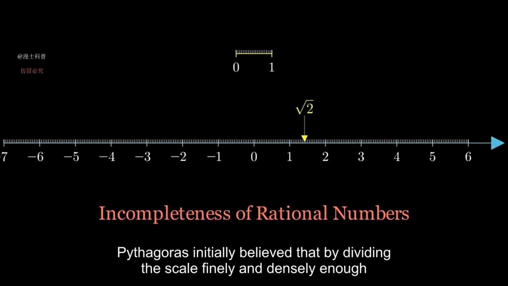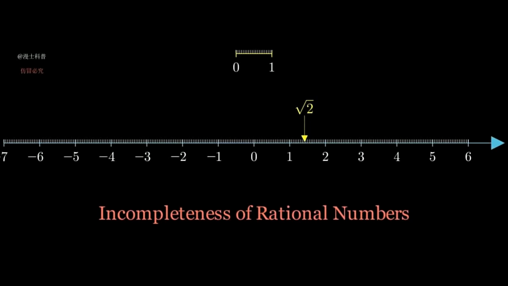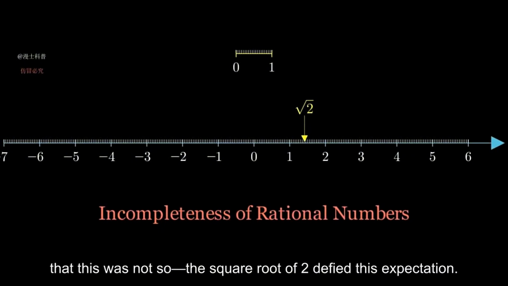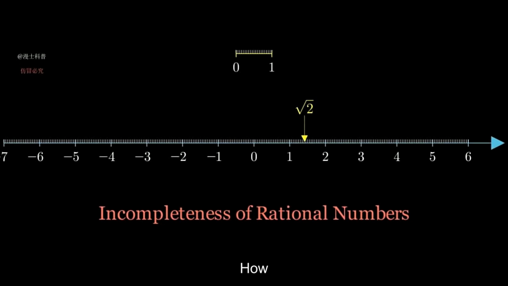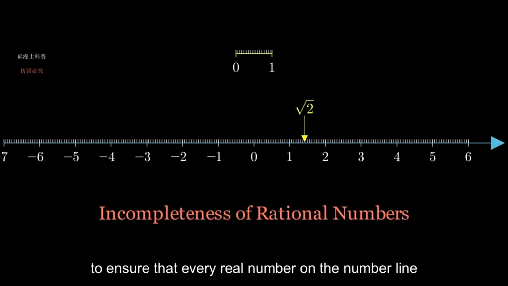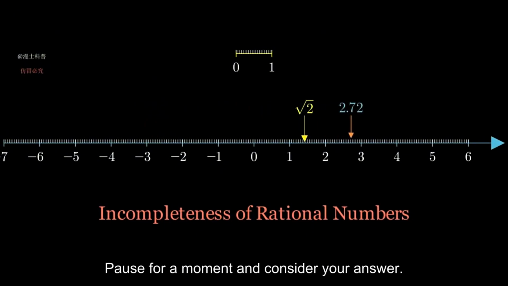Pythagoras initially believed that by dividing the scale finely and densely enough, one could always make any number align perfectly with a mark. Yet, Hippasus demonstrated with rigorous logic that this was not so. The square root of 2 defied this expectation. How, then, should we construct the most rigorous logical framework to ensure that every real number on the number line can be precisely defined and described with absolute accuracy? Pause for a moment and consider your answer.